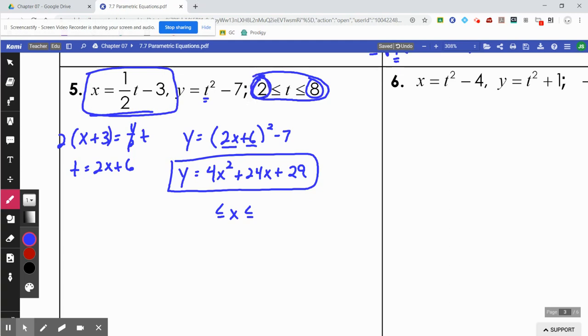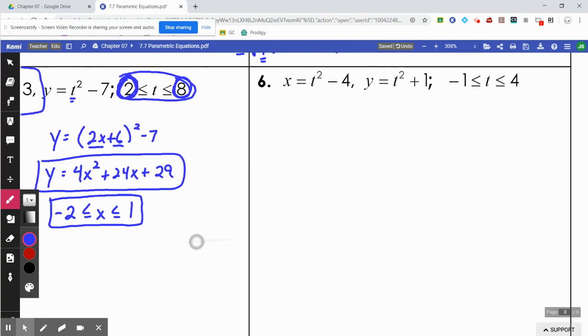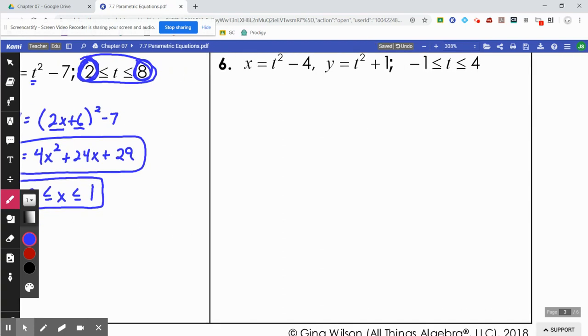When you plug in 2, you get x is equal to 1/2 times 2 minus 3, which is 1 minus 3 or negative 2. So that means a t value of 2 would correspond with an x value of negative 2. And a t value of 8 would be 1/2 times 8, which is 4, minus 3, which is 1. So a t value between 2 and 8 is the same thing as an x value between negative 2 and 1. So that's all we have to do on our domain restriction.